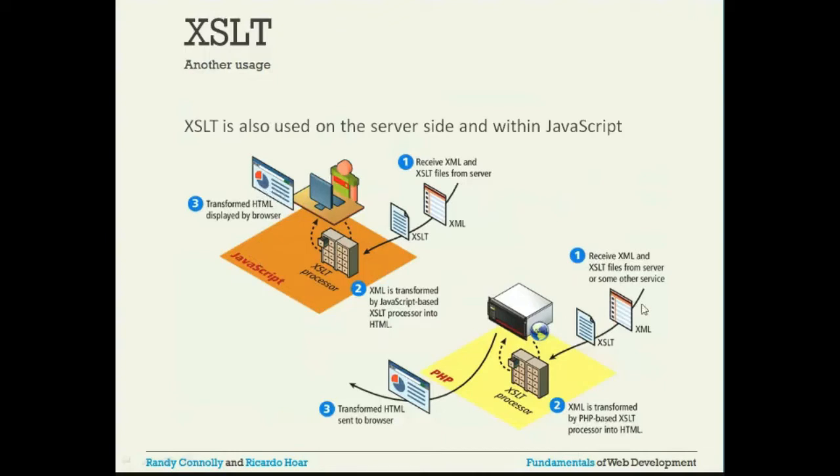This is another example. It is receiving XML and XSLT, and XML is transformed by a PHP-based XSLT processor into HTML. So this is the PHP code. In the PHP code, there is an XSLT processor that will convert the XML into HTML, and that will be displayed on the browser.